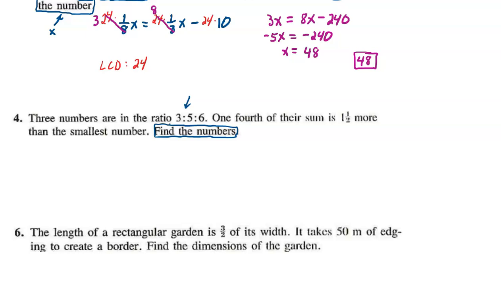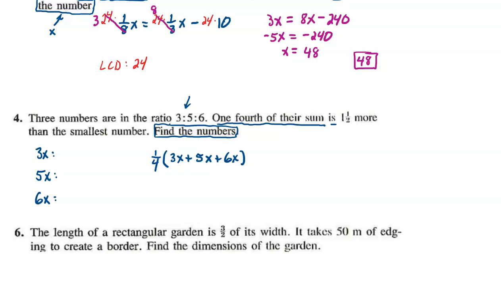And so we can represent the three numbers with 3x, 5x, and 6x. Later, if we discover a value for x, we can substitute that in to find out our three unknown numbers. Now let's translate the sentence. 1/4 of their sum. That can be written as 1/4, and then in parentheses, sum together the three unknown numbers, which are represented with 3x, 5x, and 6x.